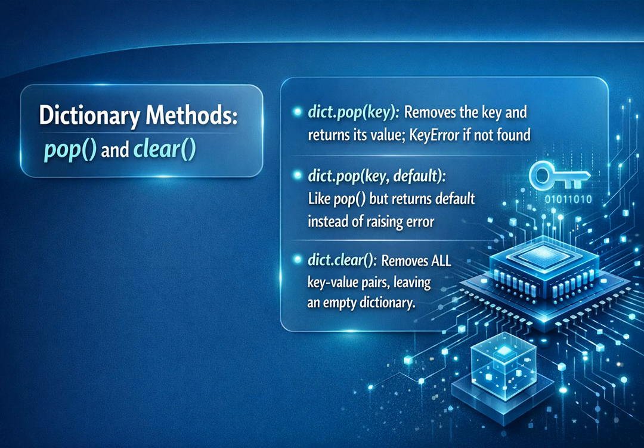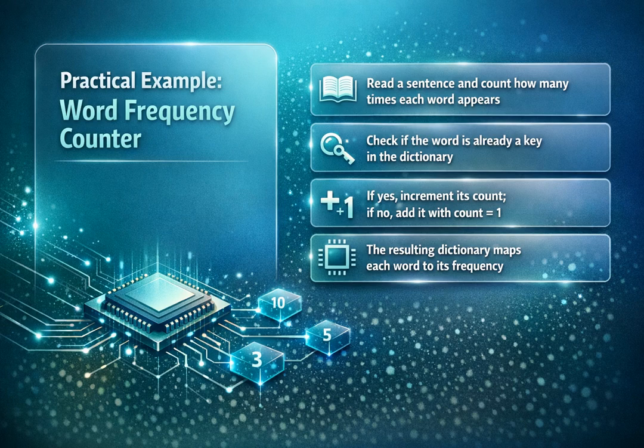If the key does not exist and no default was provided, pop raises a key error. The clear method removes all key-value pairs at once, leaving an empty dictionary. The dictionary itself still exists. It is just empty.